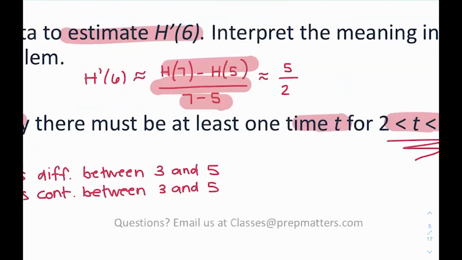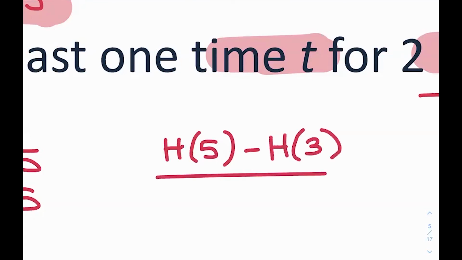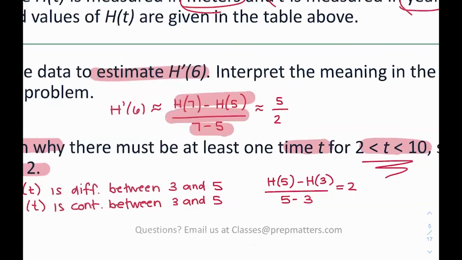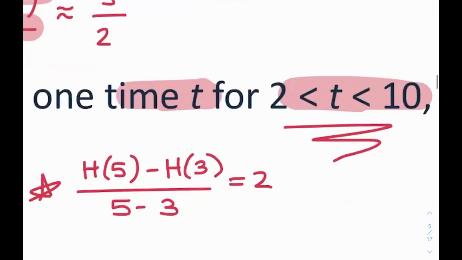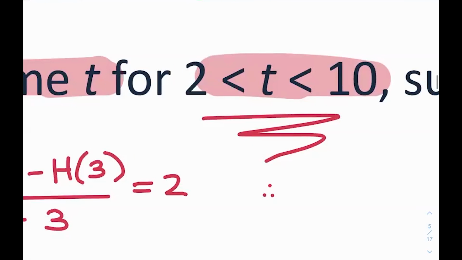Then we can look at the slope of the actual secant line here, and we can say that h of 5 minus h of 3 over 5 minus 3 equals 2. So there are all of your pieces of the mean value theorem. Condition, condition, actual math.